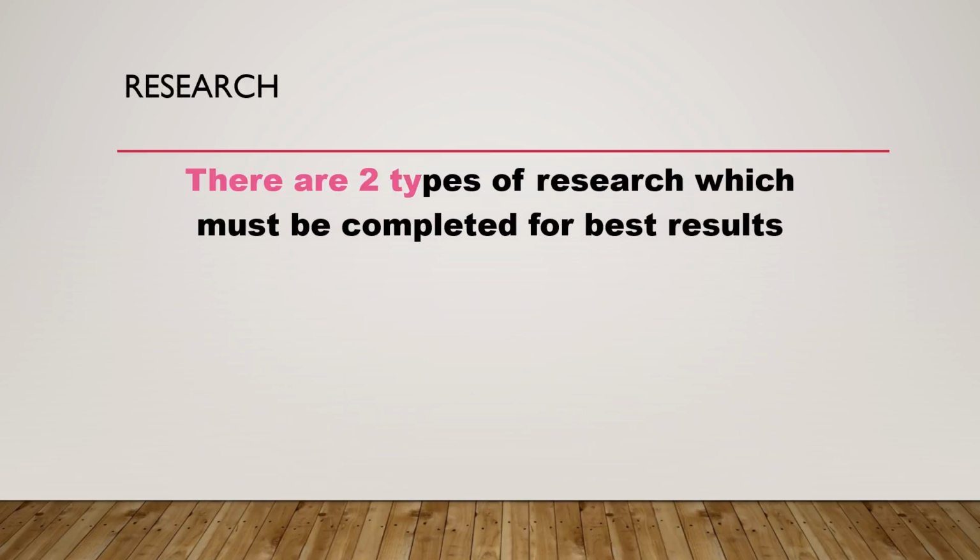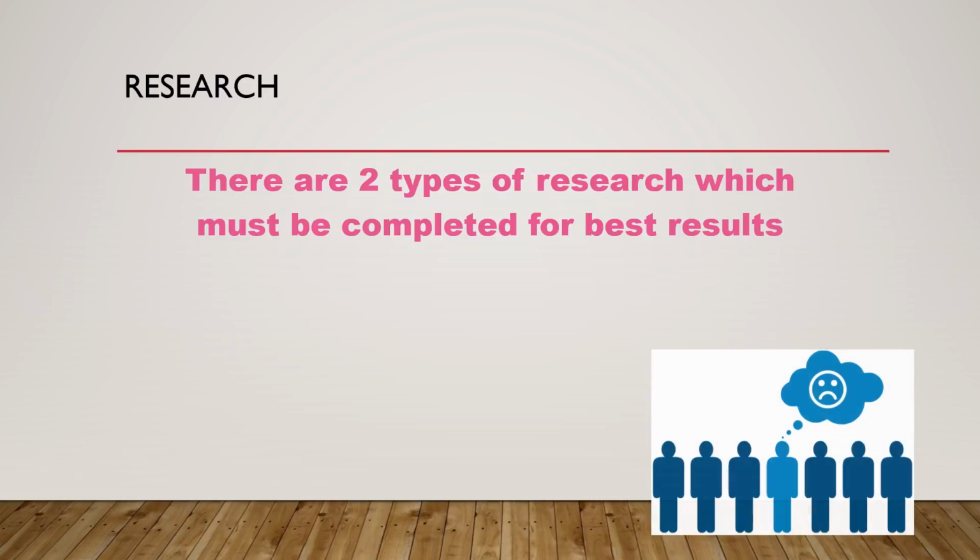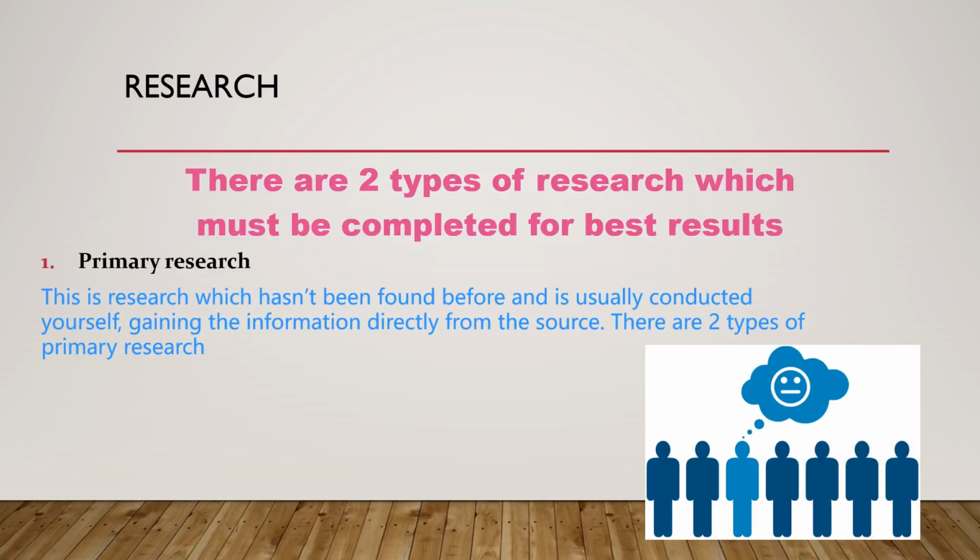Research. There are two types of research which must be completed for best results. Primary research. This is research which hasn't been found before and is usually conducted yourself, gaining the information directly from the source. There are two types of primary research.